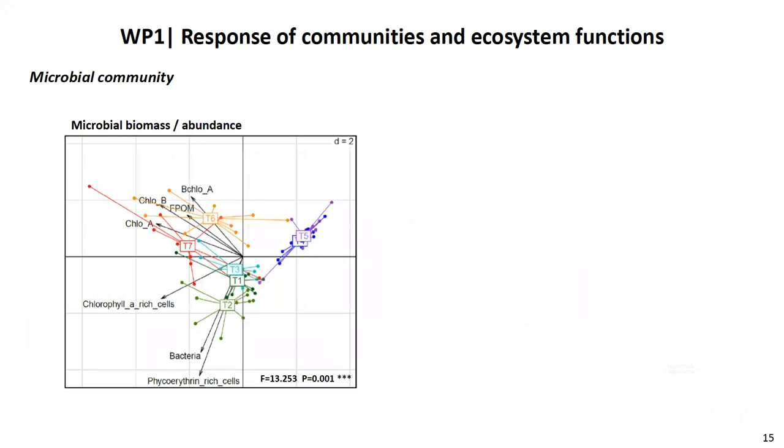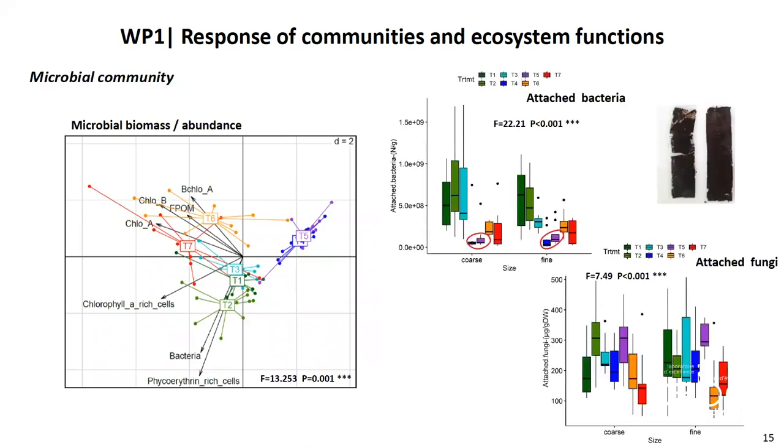So concerning the microbial community, here it's a PCA for the microbial biomass and abundance, and we can see an effect of all the different treatments, and mainly for the combined effect of deforestation and drought here in blue and purple. For the attached bacteria on the leaf surface, we also find a strong effect of the combined effect of deforestation and drought. Here with lower density of bacteria on the leaf surface, either in the coarse or fine mesh size, but we didn't find any clear pattern for the attached fungi on the leaves.